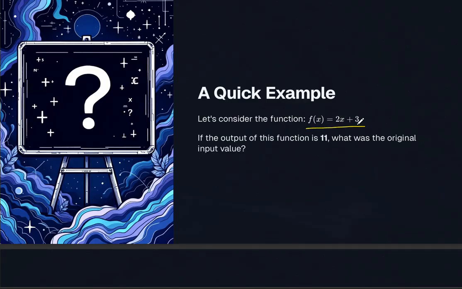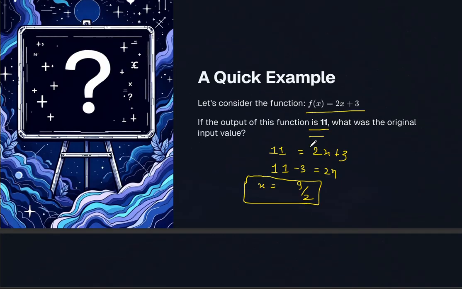Consider this function f(x) = 2x + 3, and let's say the output of this function is 11. So what was the original input value for the output 11? We will solve this by putting f(x) equal to 11. On solving this equation, we will get the value of x equal to 9/2. So this is how the reverse phenomenon works. As you see in this example, we were given an output and we had to find the input. So this is what an inverse function does.